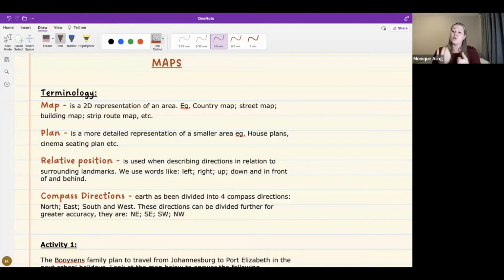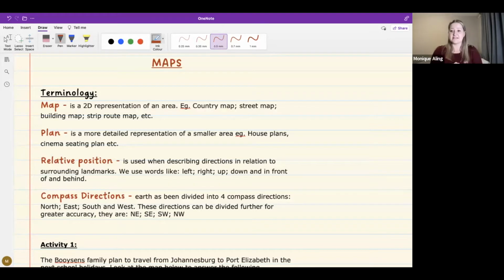And then also important when it comes to map work are our compass directions. Earth is divided into 4 main compass directions. We all know them: north, east, south, west. And we also include northeast, southeast, southwest, and northwest in maths literacy. So you don't need to say north, northwest. Northwest will suffice. Okay. So just the 8 compass directions is all you need to worry about.